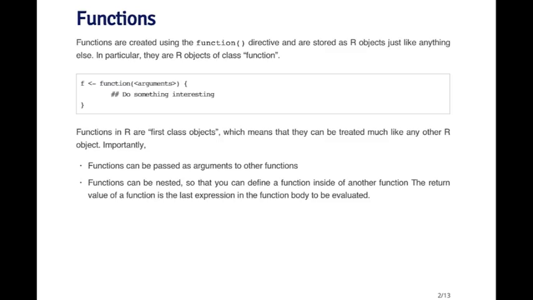function does. One nice thing about R is that functions are considered what are called first-class objects. So you can treat a function just like you can treat pretty much any other R object. Importantly, this means that you can pass functions as arguments to other functions. This is actually a very useful feature in statistics. And also functions can be nested, so you can define a function inside of another function. We'll see what the implications of this are when we talk about lexical scoping.